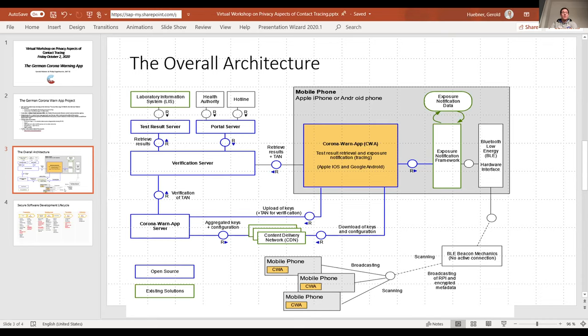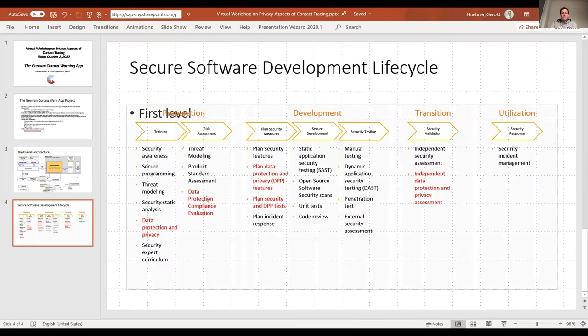And that said, we also had a big focus on the security of the application and the overall architecture. When you go back to slide 4, Gerald, we can quickly have further insights into the secure software development lifecycle at SAP. We have 4 phases: the preparation phase, the development phase, the transition phase, and the utilization phase. In the Corona One app, of course, the experts were already trained. We then have the risk assessment part with the threat modeling. We do a product standard assessment, where the product standard defined in SAP is the knowledge base for all other activities around the application development.